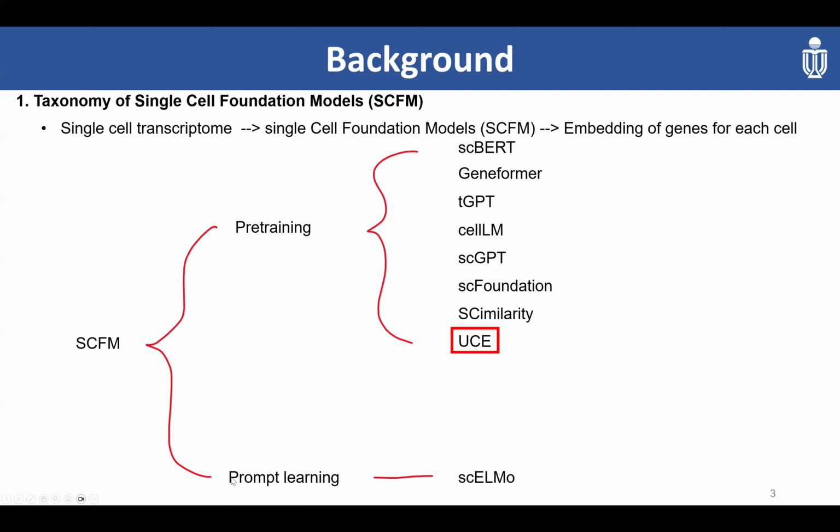Yeah, I think maybe I can ask one question. As you mentioned here, there are many pre-trained models like SC-BERT. I think we have learned it before. Also G-Informer and also SC-GPT, SC Foundation, so many. Then why do we still need another pre-training model, UCE?